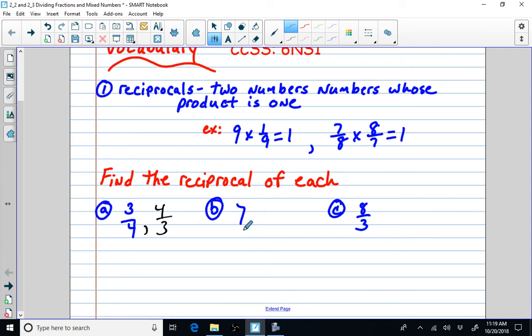Right? 7 is a whole number. So first I have to write it as a fraction, and then I flip it. So 7 as a fraction is 7/1. The reciprocal would be 1/7. 8/3 is already written as a fraction. So if I want to find the reciprocal of 8/3, I just flip it, and 8/3 becomes 3/8.